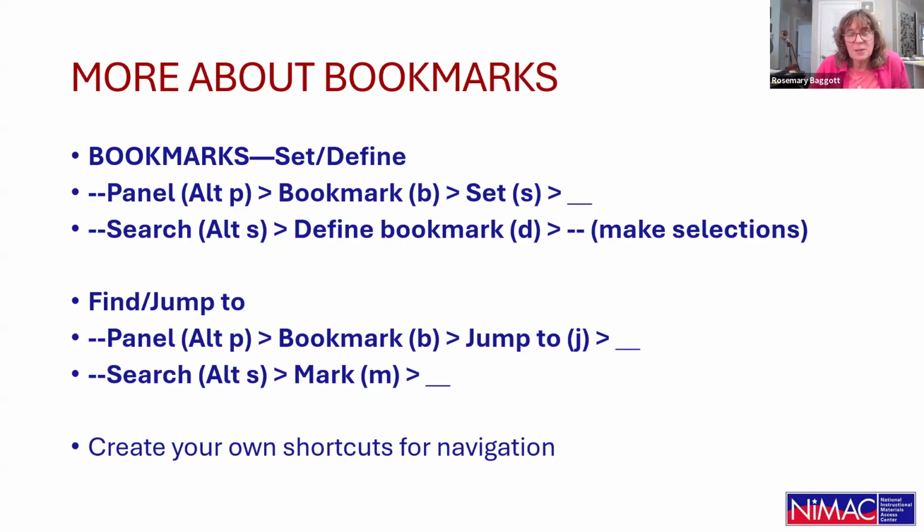Now, this was interesting. To find the bookmarks that you create, there are two different processes and they do exactly the same thing. The one I've been using is the panel or P, Alt P, bookmark or B, and then J for jump to, and you jump to whichever letter you want, whether it's X, Y, Z, A, B, C, or whatever you've created.